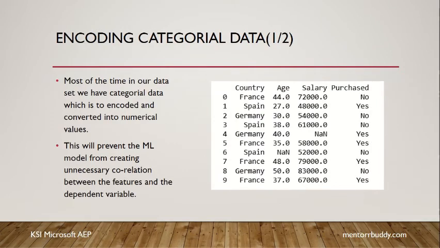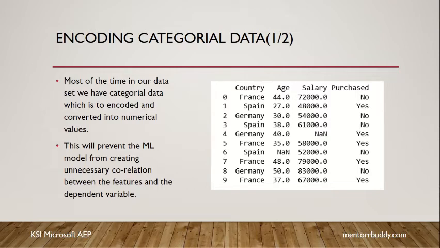Next technique is encoding the categorical data. First of all, we need to understand what categorical data is. Categorical data directly means the string values which we have in our data set. As you can see on the screen, we have four columns here: country column, age column, salary column, and purchased column. The country column has string values, which are the country names: France, Spain, Germany. And the purchased column has two values, no and yes.